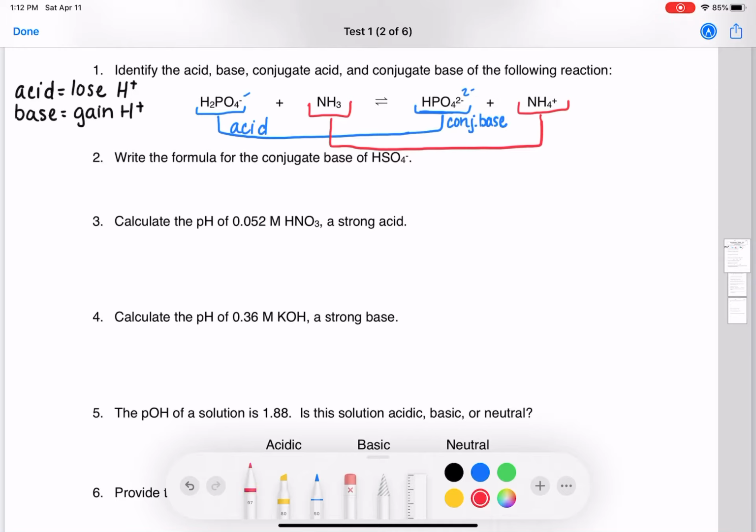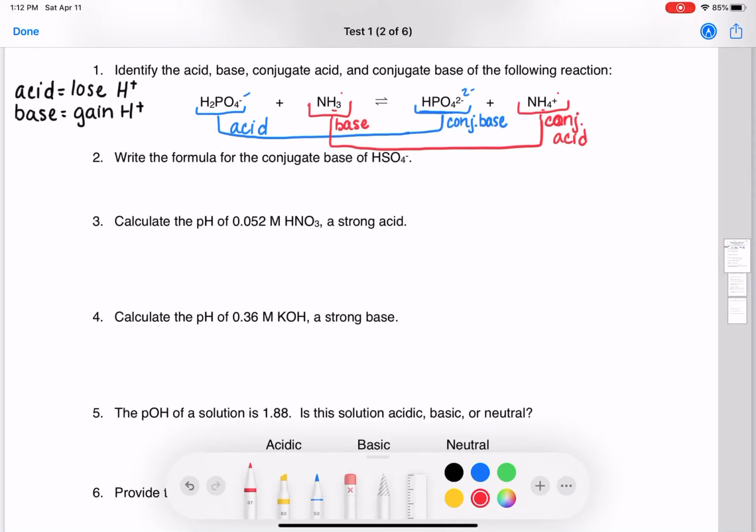NH3 then is going to be our base. When we look ahead in the chemical reaction, we can see that we go from 3 hydrogens to 4 hydrogens. We go from no charge to a +1 charge. So NH3 is the base, and the base turns into the conjugate acid.